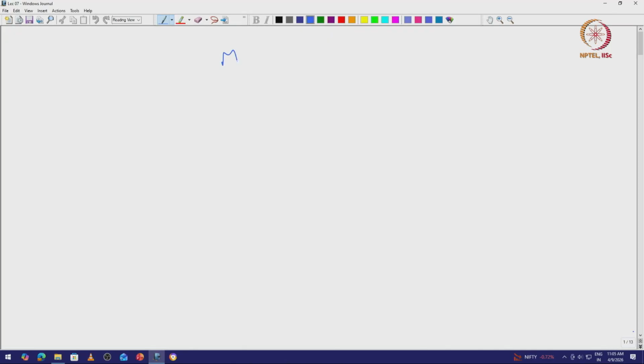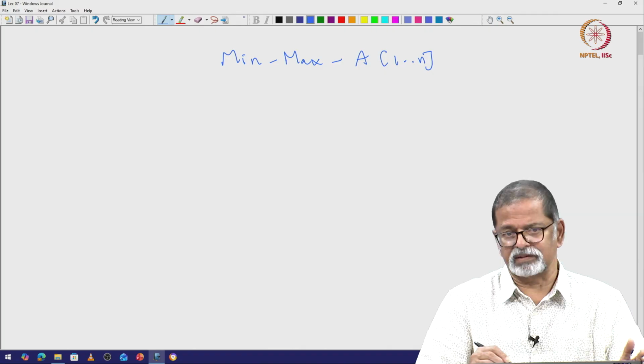Namaskara. In the previous session, we started our discussions on solving the min-max problem on an array of numbers. Let us assume that A is an array of n integers. You have to find the minimum of these n numbers and maximum of these n numbers.